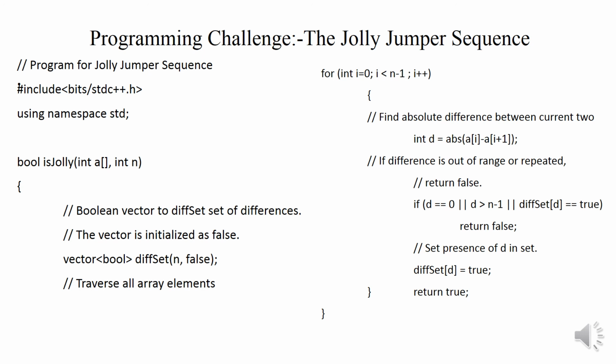So we check in the next code, calculate the difference between the two. If the difference is out of range or repeated again and again, that is false, means that is not a Jolly sequence. Otherwise, we check it and find out that the sequence provided by the user is a Jolly sequence.